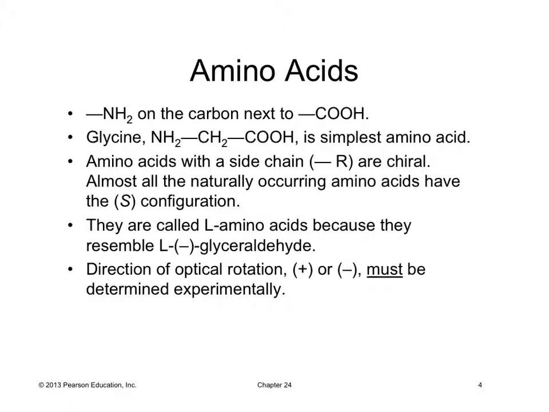Glycine is the simplest amino acid, and instead of an R, it has a hydrogen, as in this case. Amino acids with side chains are chiral, and almost all naturally occurring amino acids have the S configuration. They're called L amino acids because they resemble L-glyceraldehyde, and the optical rotation, positive or minus, must be determined expressly.